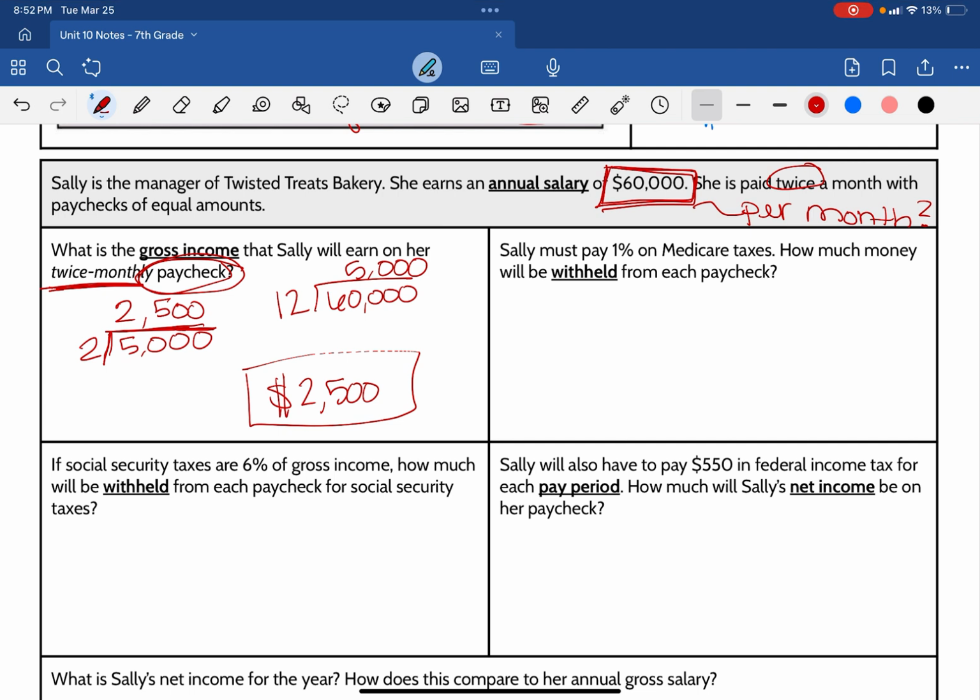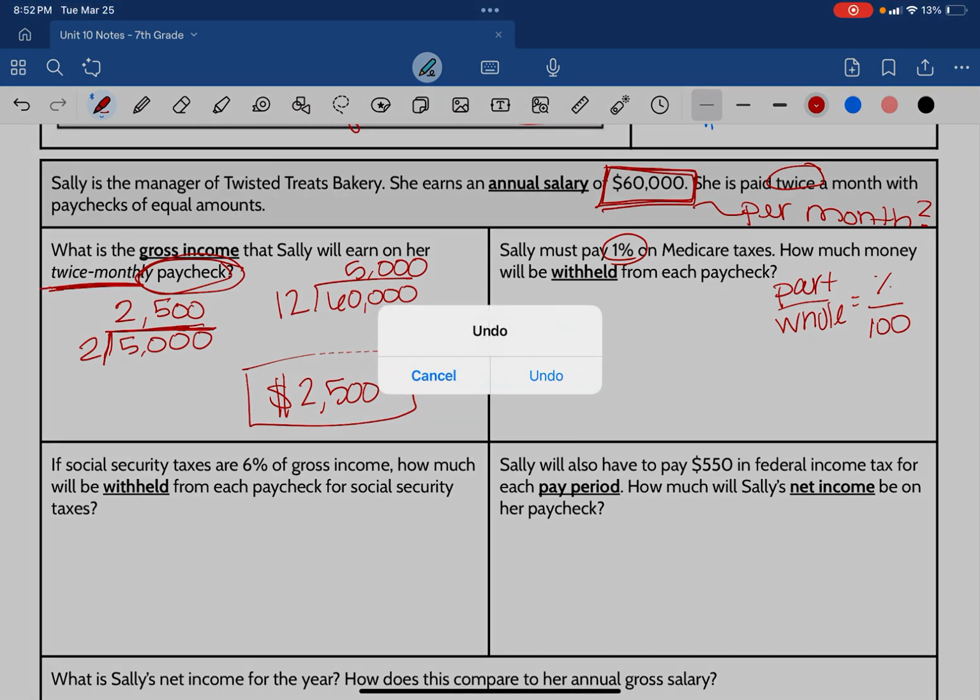This is before taxes. Then it says here, Sally must pay 1% on Medicare taxes. How much money will be withheld from each paycheck? Well, this is the same thing that you're talking about. This is our part over our whole. Percent out of 100. Now, with it being only 1%, that's pretty easy to figure out. But some people still don't know that. So we're going to work it out.